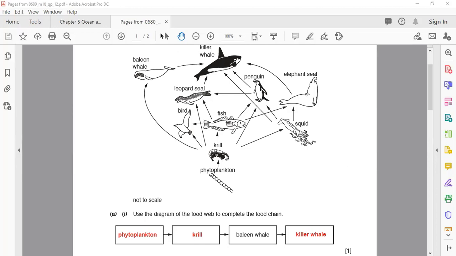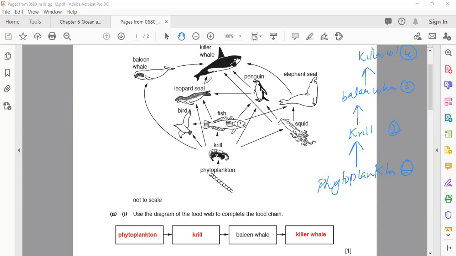For example, see now, I will give an example to you. If I write this one, I can write first down phytoplankton, number one. Above this one, you have krill. After that, you have baleen whale. After this, you have killer whale. So how many levels are there? 1, 2, 3, 4. Now this is for this, but in total, as a maximum, how many does it have?